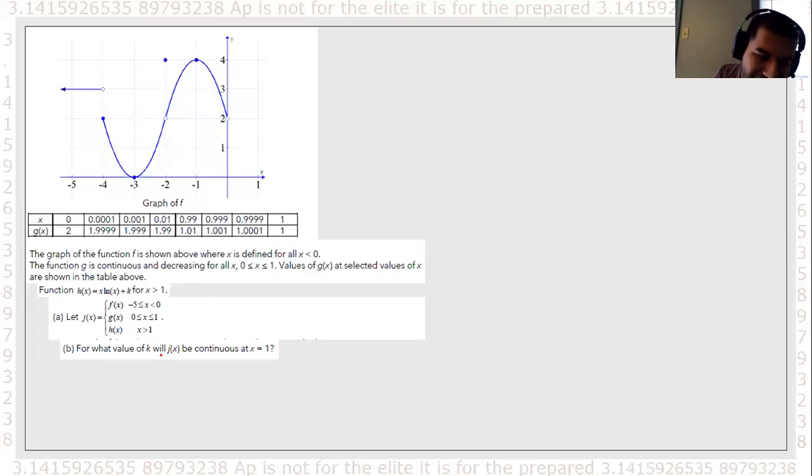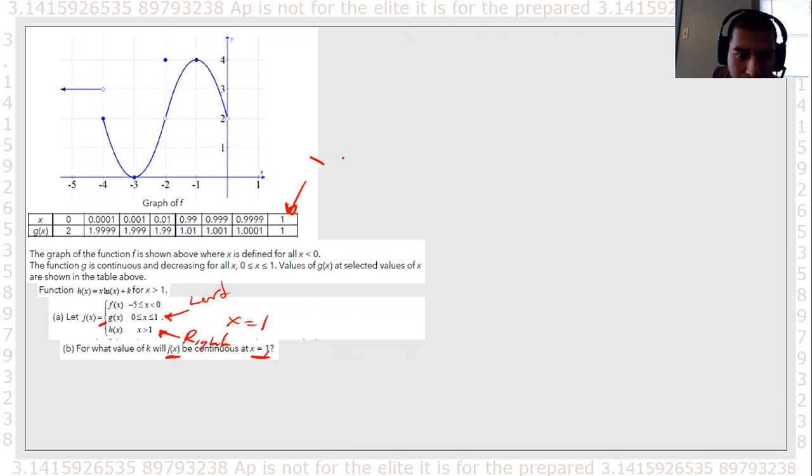For part B, it says, can you find the k that makes j of x continuous at x equals 1? Well, we check. For x equals 1, it looks like we're using this one and this one. This will be my left, this will be my right. So I'm going to use g of x, right? Because it says g of x at x equals 1. My g of x is equal to 1. So this is my left. My right can be found from the function h of x, which is this one.